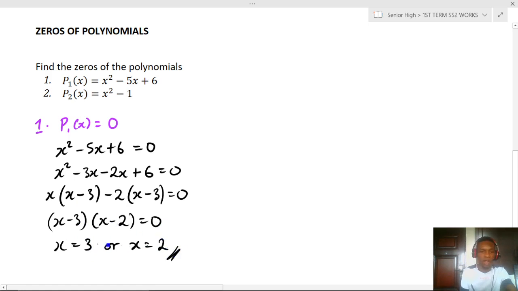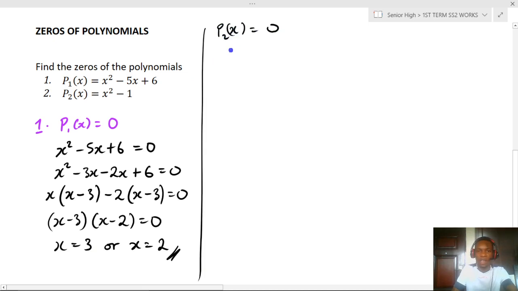So these are the two values of x for which, when I plug them into this equation, I get my equation equal to 0. So the zeros of my polynomial for number 1 are what? 3 and 2. Let's do number 2. Number 2, we have p2 of x. Remember, we want to equate it to be equal to what? 0. That is, our x squared minus 1 will be equal to 0.